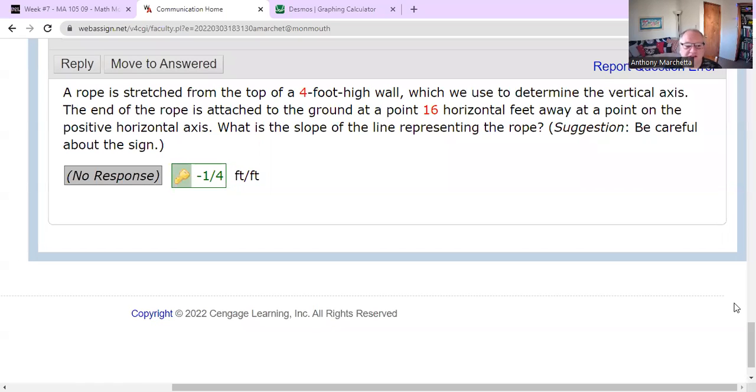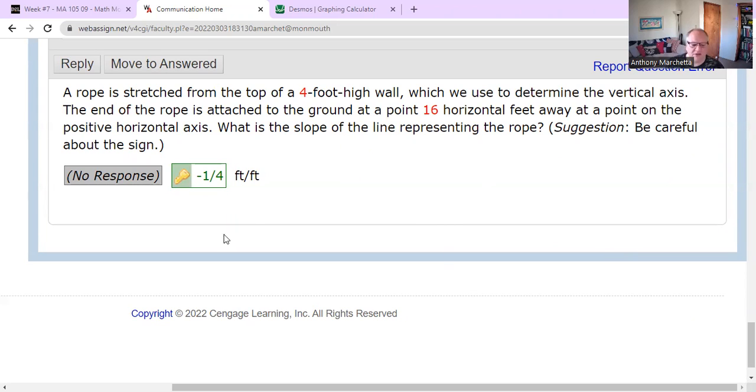Carrying on with more questions here. The question reads, a rope is stretched from the top of a 4-foot-high wall, which we use to determine the vertical axis. The end of the rope is attached to the ground at a point 16 horizontal feet away, at a point on the positive horizontal x-axis. What is the slope representing? What was the slope of the line representing the rope?